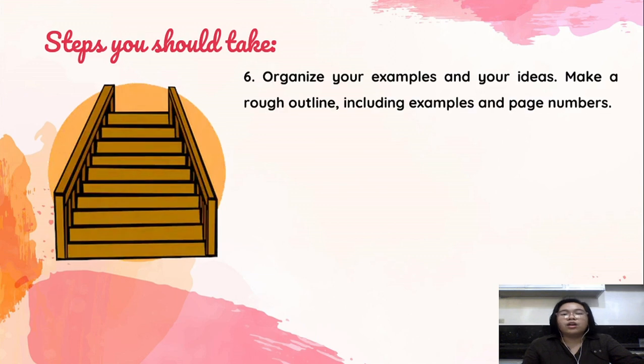Next, organize your examples and your ideas. Make a rough outline including examples and page numbers. So make an outline. It is essential to make your outline. It will help you to organize your ideas and examples. It can be extracted lines from the characters. So simply put, ask yourself while you are making your outline, how would I want my work to look like?